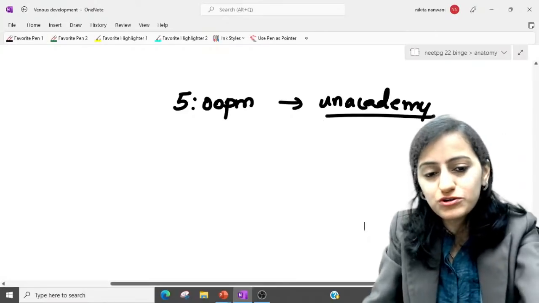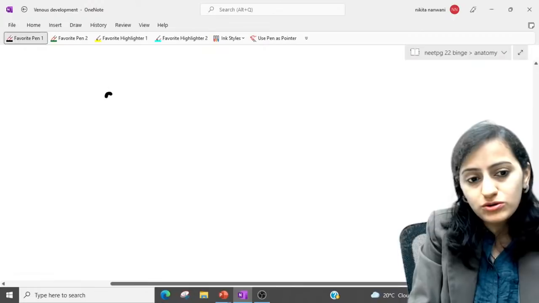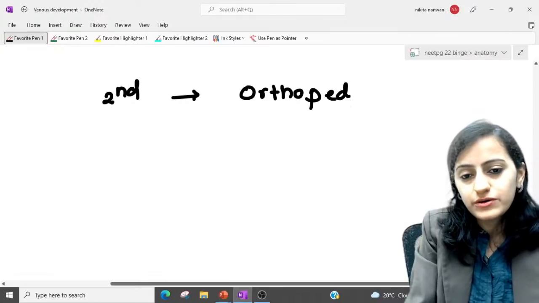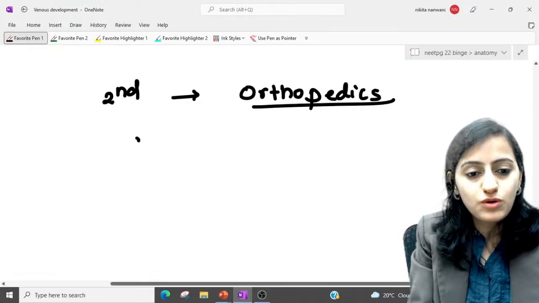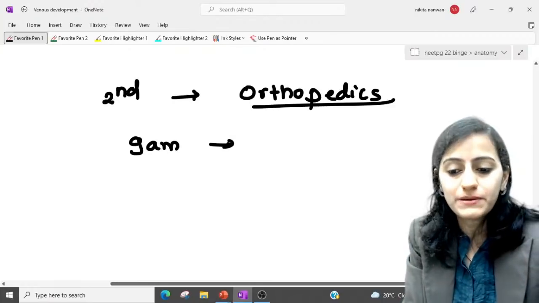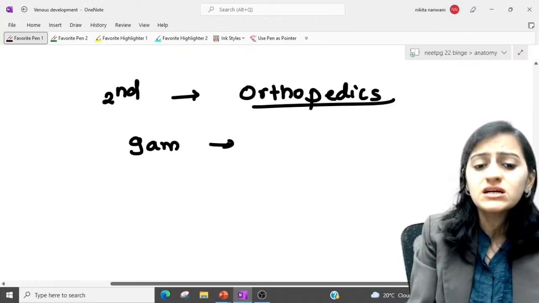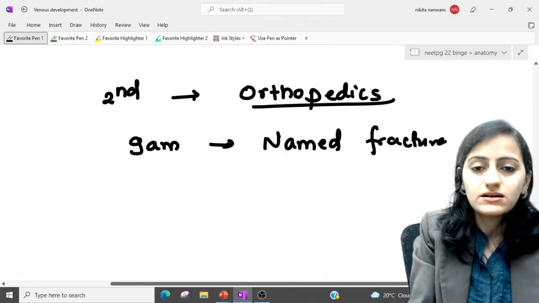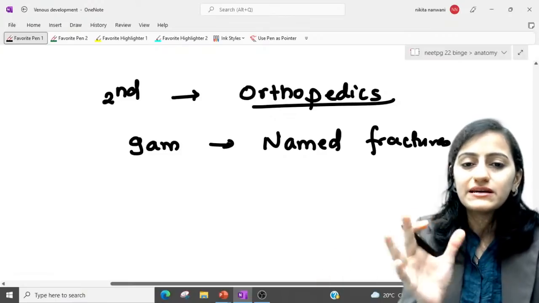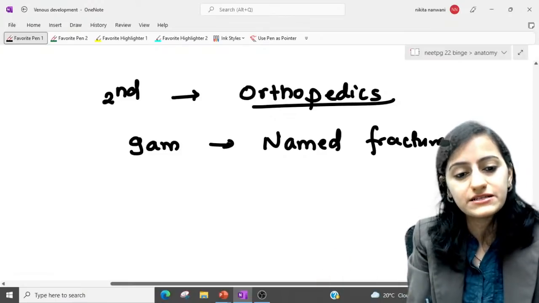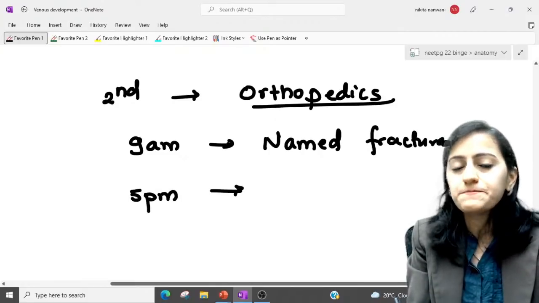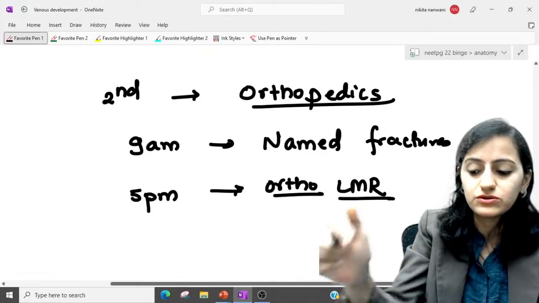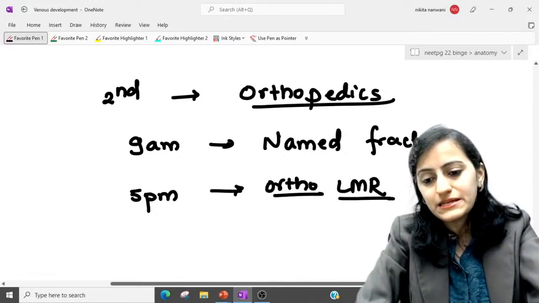And what is the topic for tomorrow that we are going to discuss? Tomorrow, that is 2nd of February, we have orthopedics, right? So we are going to start with orthopedics. Tomorrow 9 a.m. The quick topic that we are going to discuss is your named fractures. You know, all the named fractures, of the spine, upper limb, lower limb, everything compiled together. We will quickly revise the named fractures. And 5 p.m. we will have the ortho LMR. The binge revision of ortho with all the important tables and lists that we need to revise.